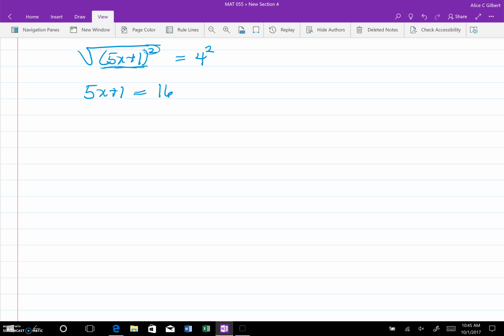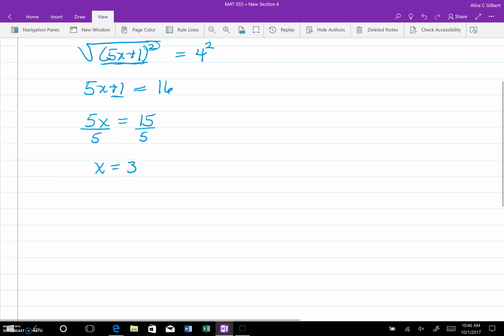So I just need to get all my x terms on one side, and everything else on the other. Well, I only have the 1 with the x term, so that means I need to get the 1 on the other side. I'm going to do that by subtracting it. So that leaves me with 5x on the left side, and 16 minus 1 is 15. And now I just need to get the x by itself, so that means dividing by 5. If I do that on one side, I do it on the other. And I get my answer.